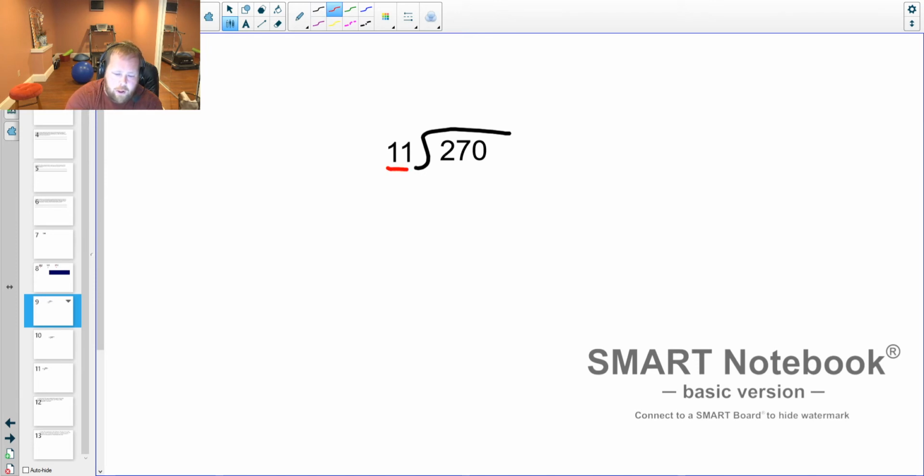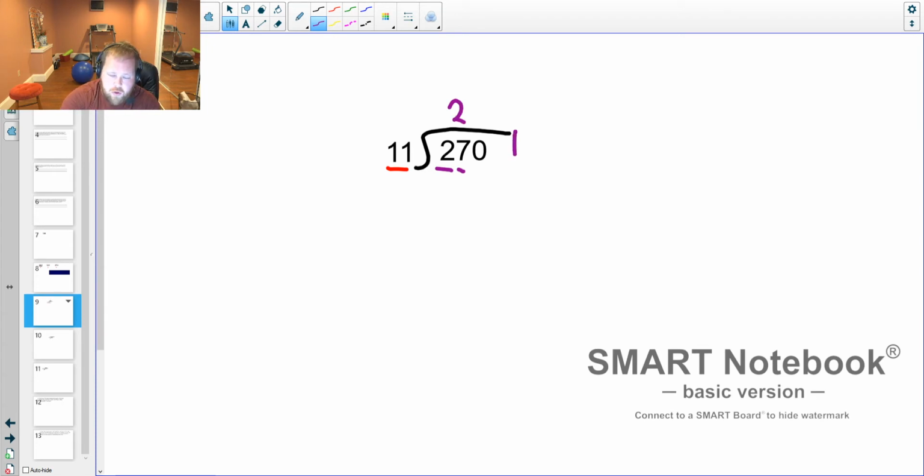Here we have 11, and here we have our number. I'm going to first see if 11 can go into the first number, which is a 2-digit number, so we know that it cannot. 11 cannot go into 2. So now I'm going to go to the 7. Can 11 go into 27? Absolutely. It can go in 2 times. So I'm going to put my 2 right above there.